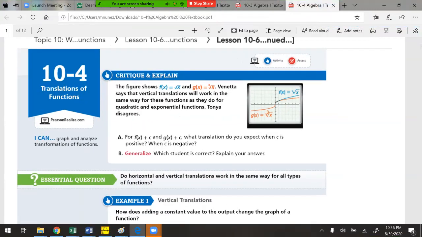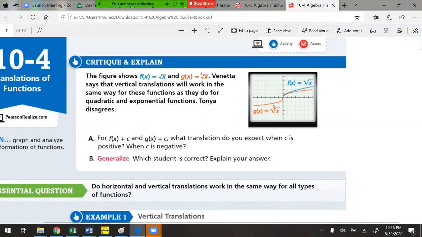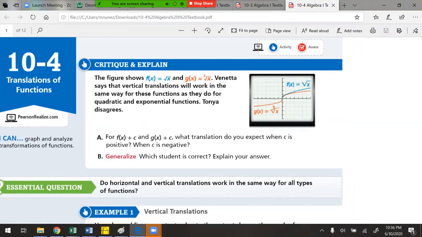Okay, this should be review. Okay, here's the kicker. Understand when you have numbers inside and outside, when you're multiplying or dividing outside the function, it changes in a way the domain and range, depending on the function.